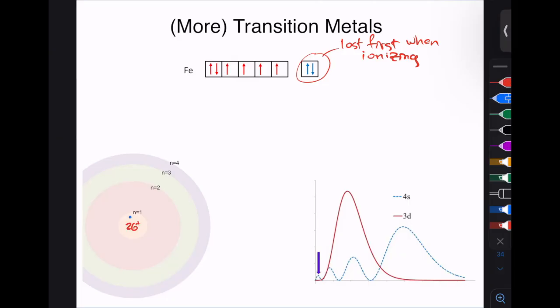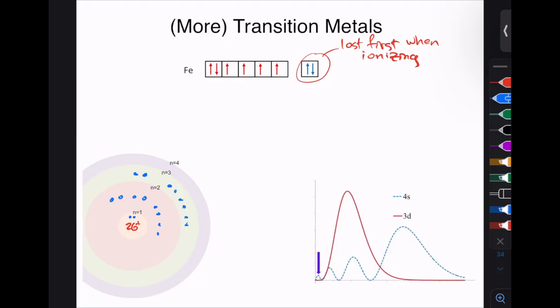So 2 go at n equals 1. 8 go at n equals 2. 2, 4, 6, 1, 2, 3, 4, 5, 6, 7, 8, 1 too many. Okay, now we're full with 10. And then we fill in the 3s and then the 3p. 1, 2, 3, 4, 5, 6. Again, they're all the same here. They're all within the shell. I'm just sequestering them so I can keep track of my electrons.